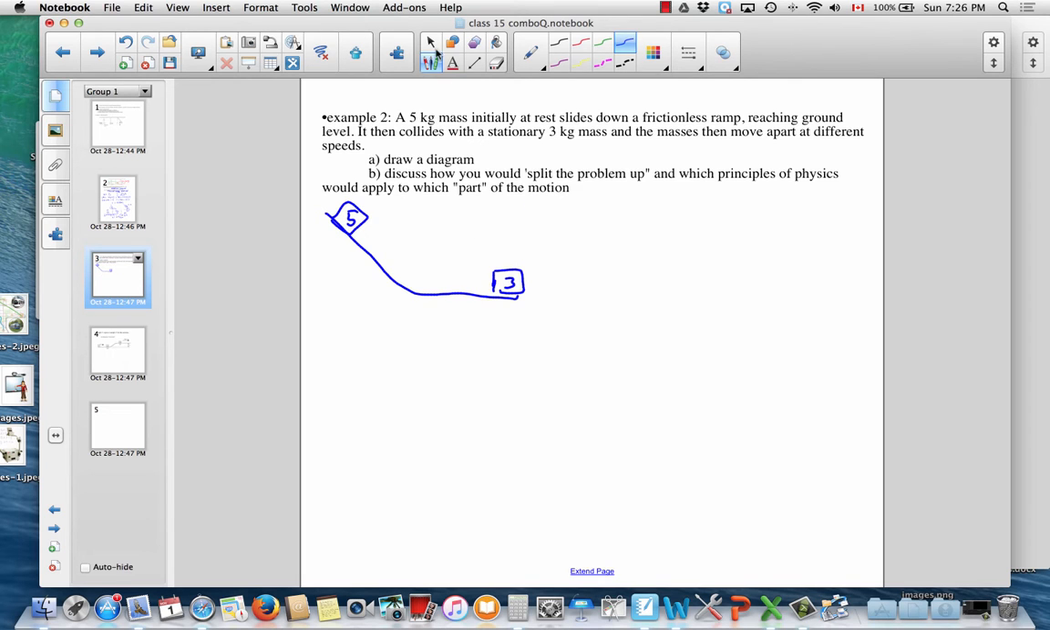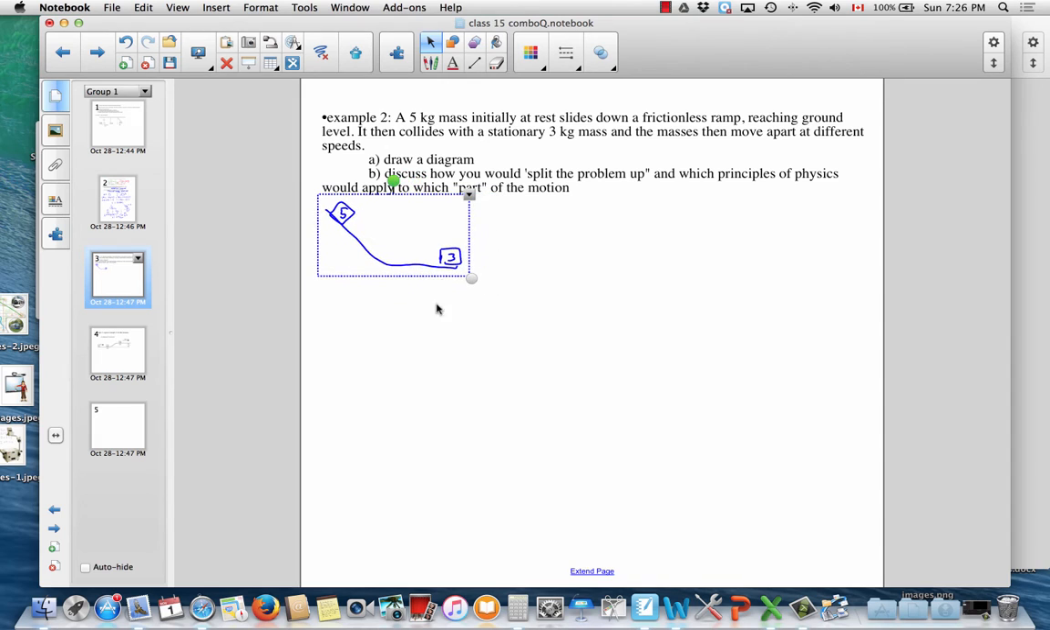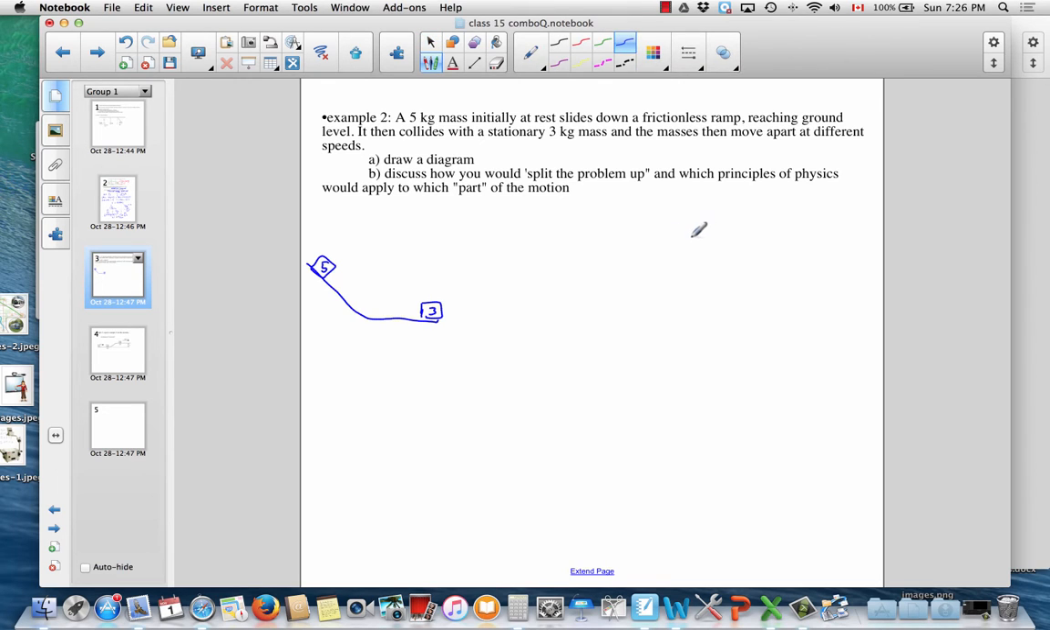We're told that after the collision, the two masses move apart at different speeds. So here they are at the end. This is after their collision. We don't know what these speeds are. Maybe call them V1 final and V2 final.